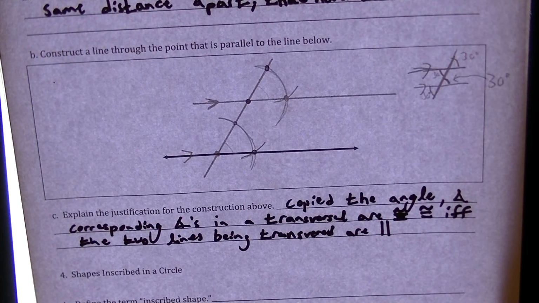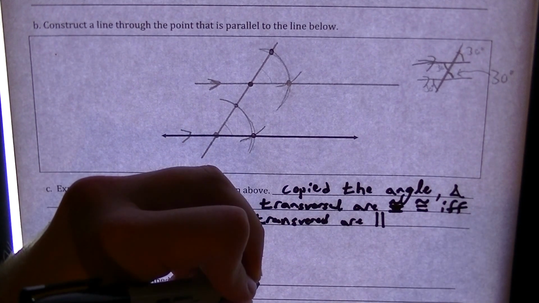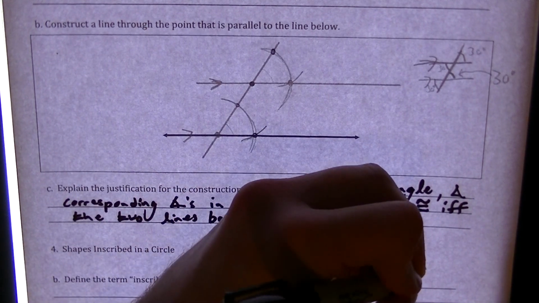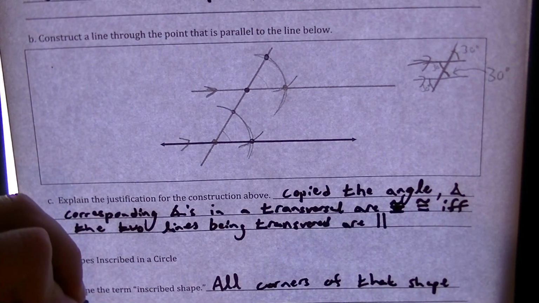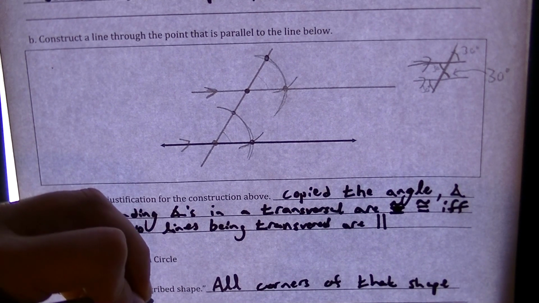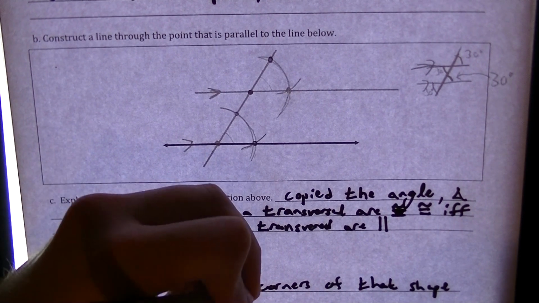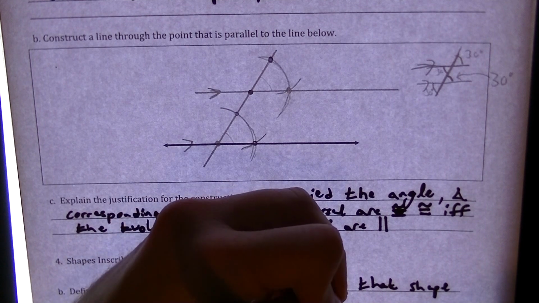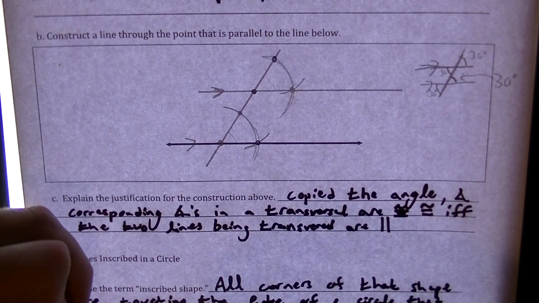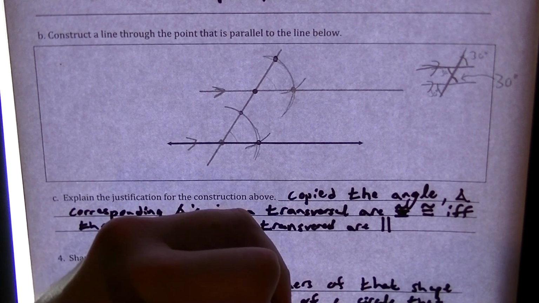All right, an inscribed shape is a shape such that all corners of that shape are touching the edge of a circle that the shape is inside of.